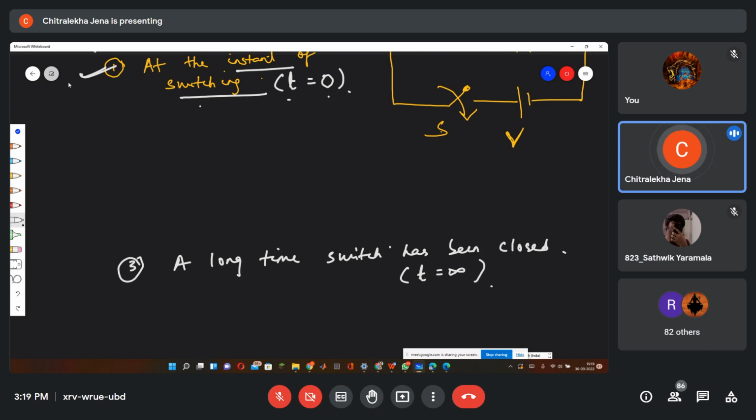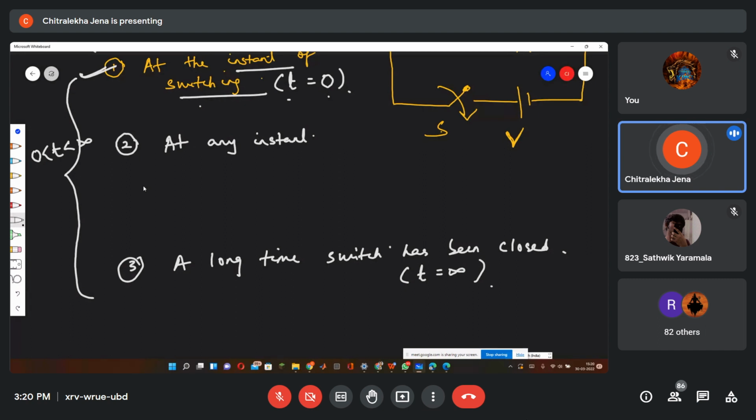Now, in between, what is the time? t is greater than 0 and less than infinite. So this is position number 2. We call it any instant. At any instant means we will not consider the instant of switching.